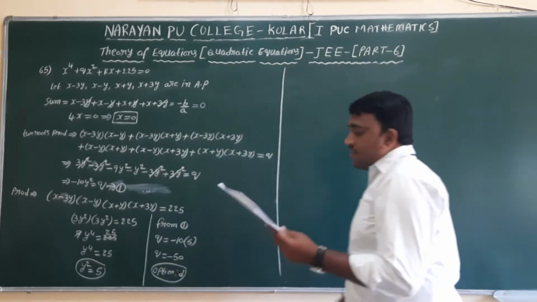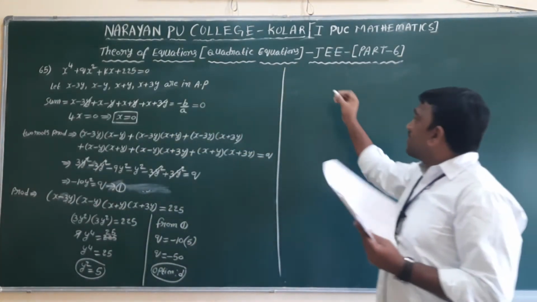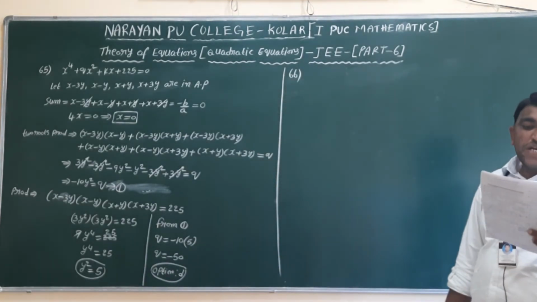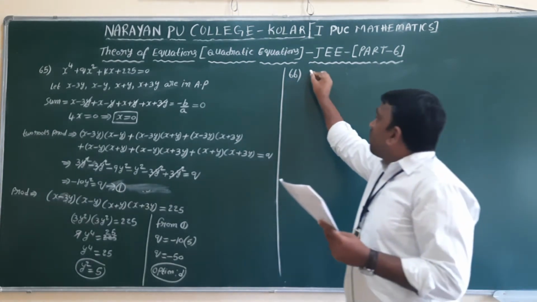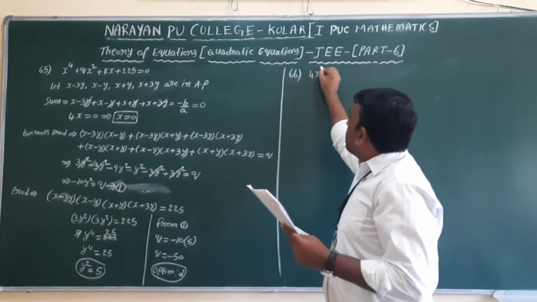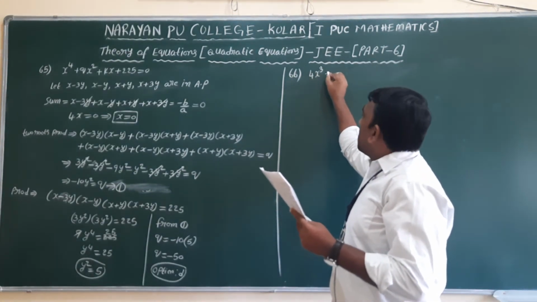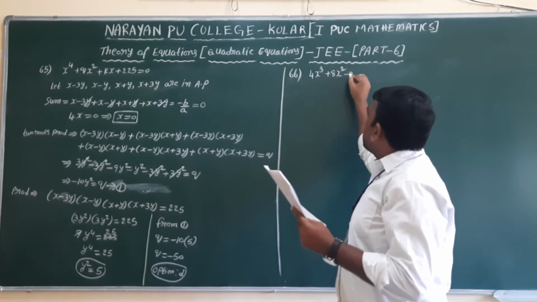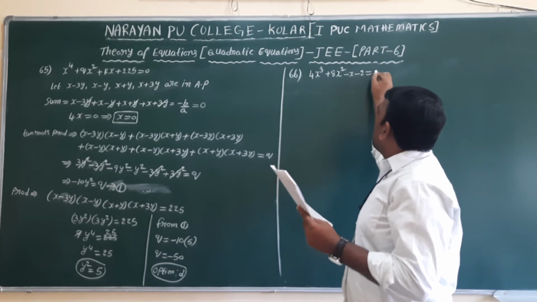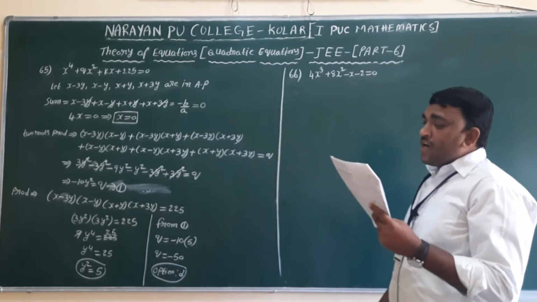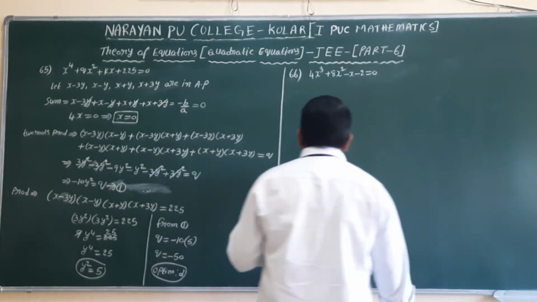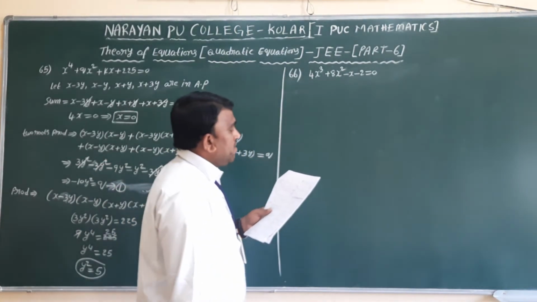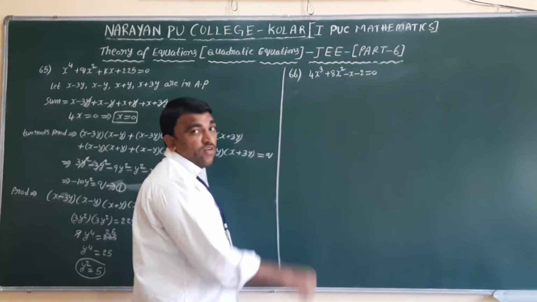And next, question 66. Alpha, beta, gamma are roots of 4x cube plus 8x square minus x minus 2 equal to 0. Then what is the value of 4 into 1 plus alpha into 1 plus beta into 1 plus gamma divided by alpha beta gamma?